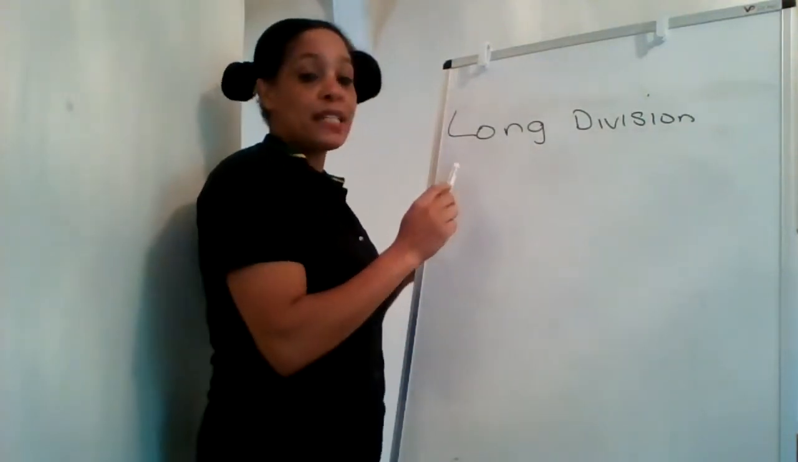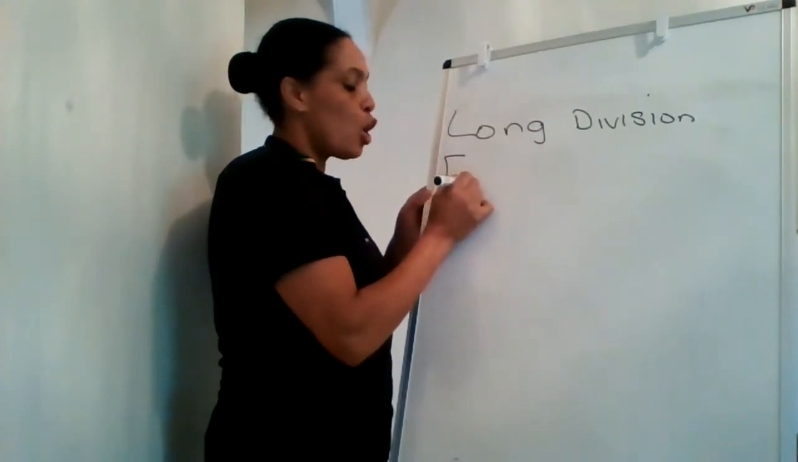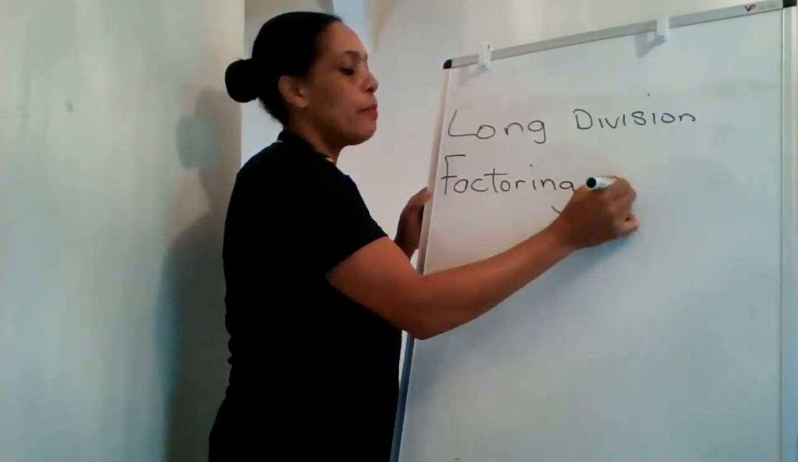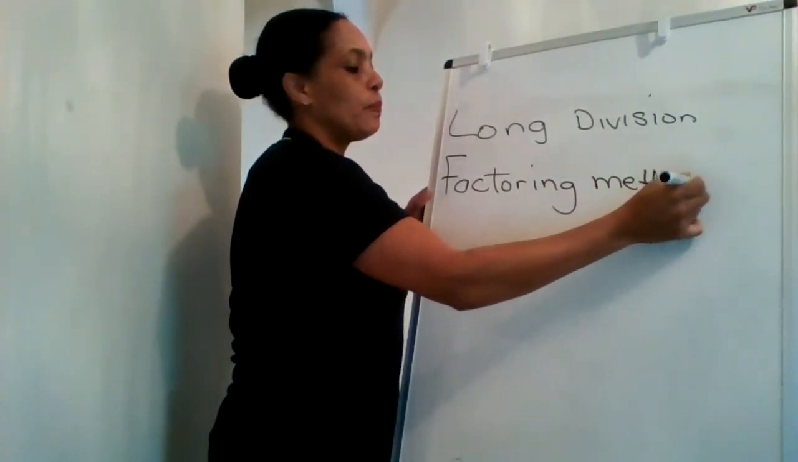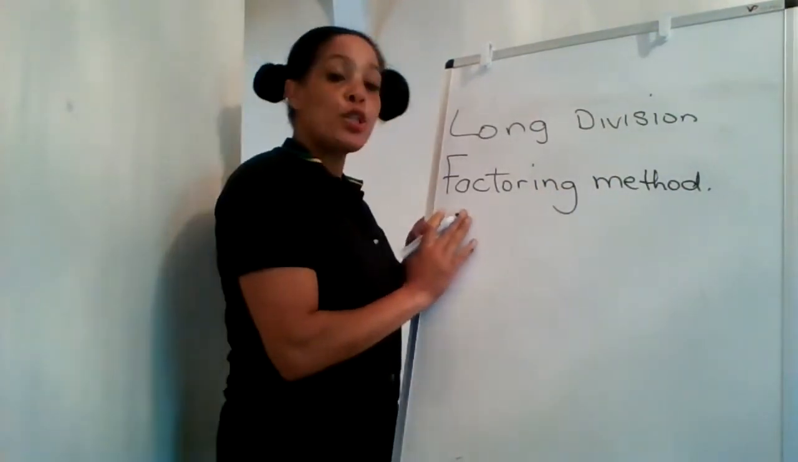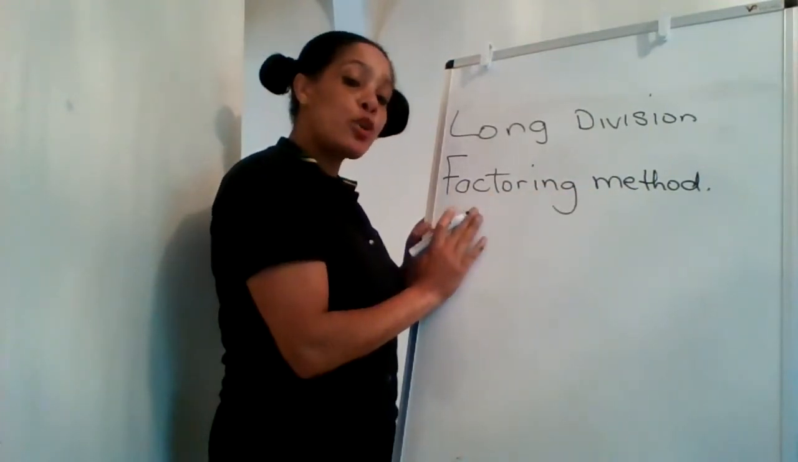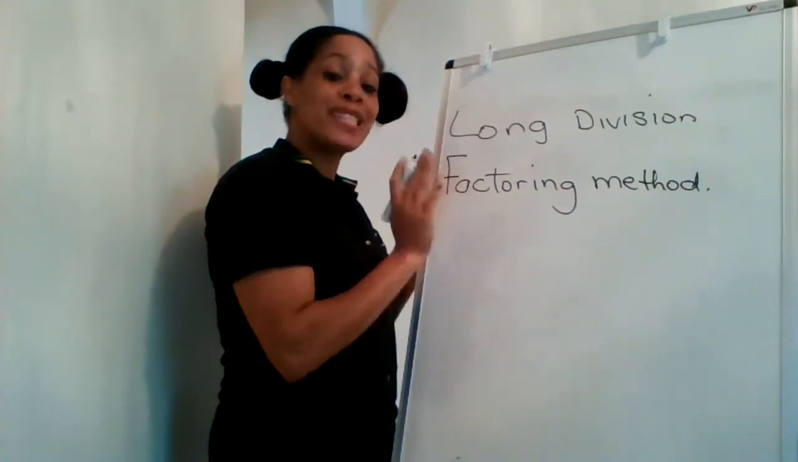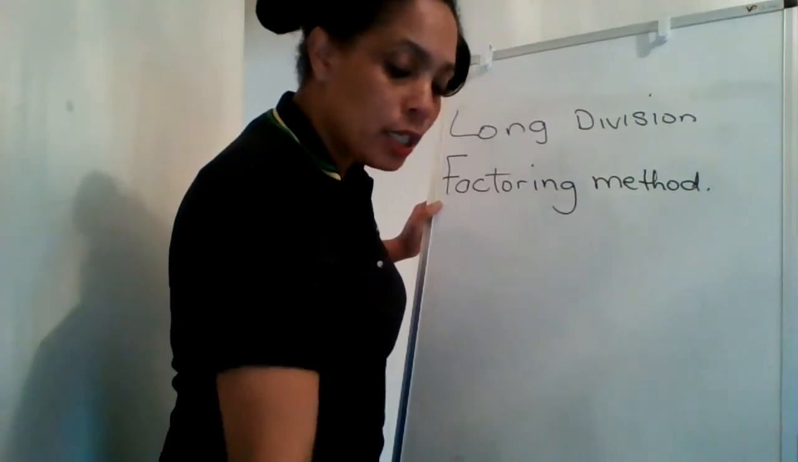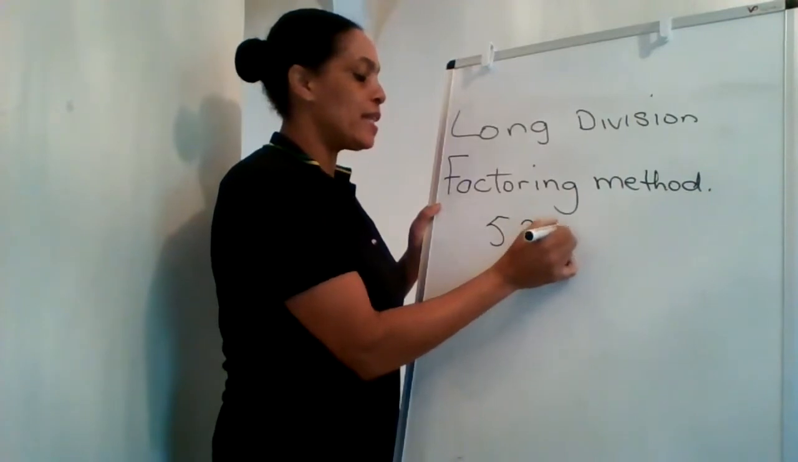Today we're going to be looking at long division, and we're going to be focusing on using the factoring method. Now, before we go into what the factoring method is, I wanted to remind ourselves of how to do division with single digits. So here, if we're going to look at dividing the number 528 by 6.